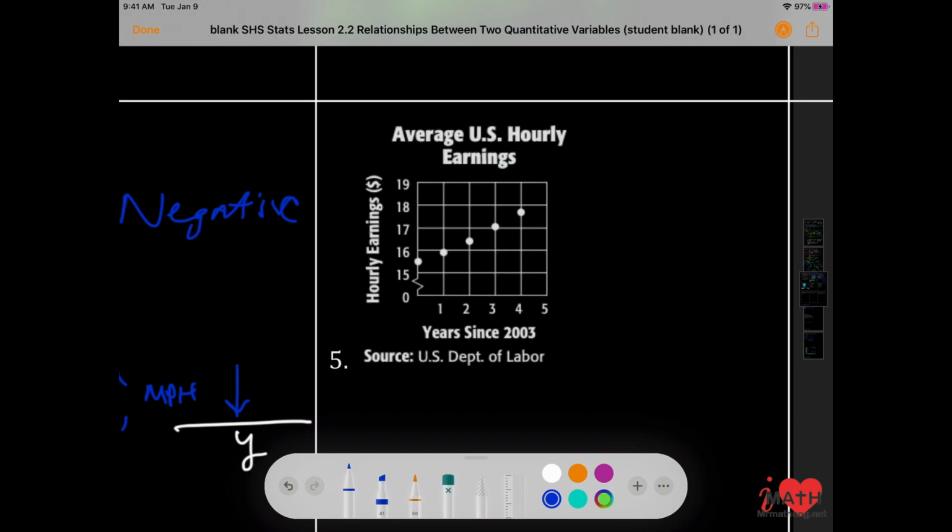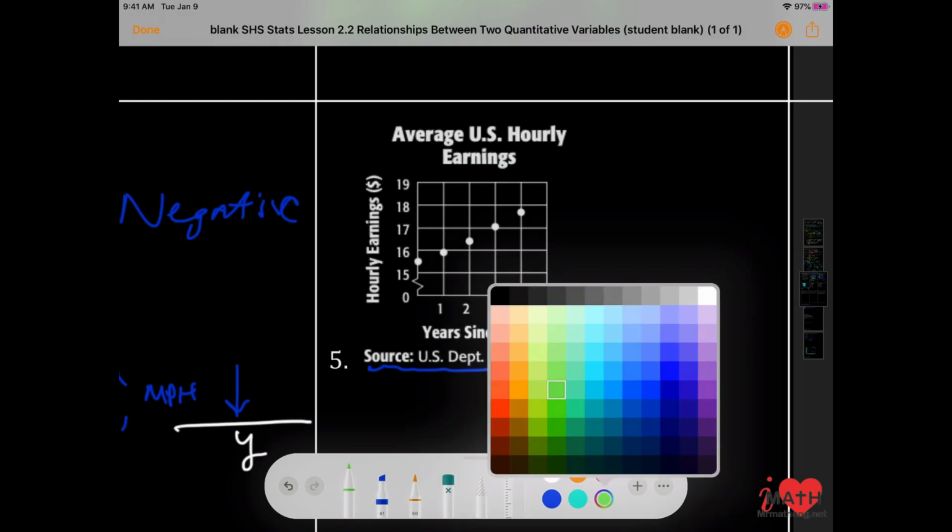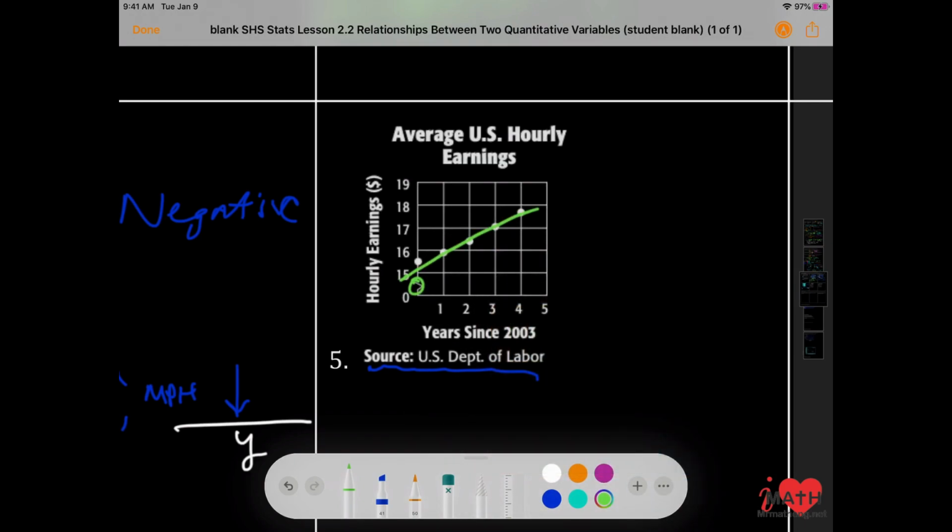Okay, average US hours earned since 2003. This one's nice. You guys will grow on this one. It has a source of where it came from. So let's look at our graph here, and again, you see the earthquake, and I notice that my graph is going up, so this would be a positive.